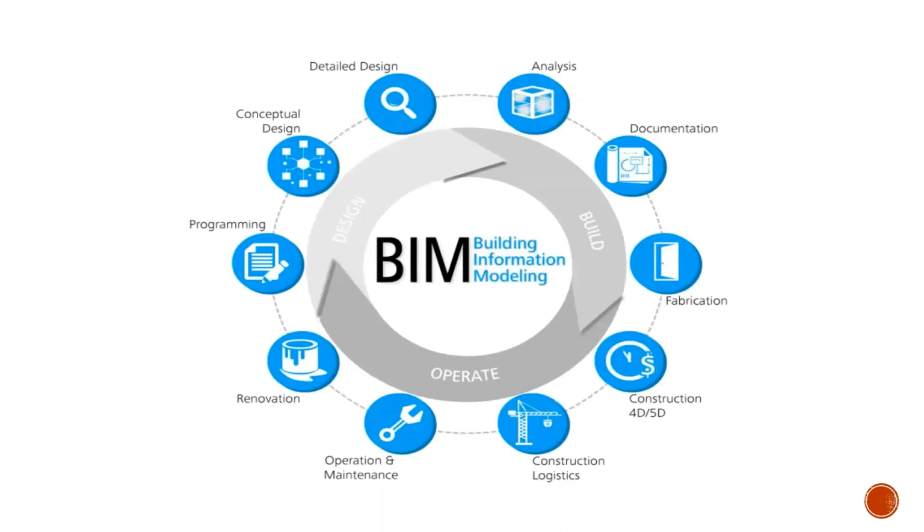Okay, so if you type BIM in Google, you will get this picture. It's a cycle actually. You can see on the screen, 3 stages are there: design stage, build stage, and operate stage. These are the main 3 stages: design, build, and operate. And under that you can see conceptual design, detailed design, analysis, documentation, all these things. So this is the BIM life cycle. You can also relate this one to a project life cycle.